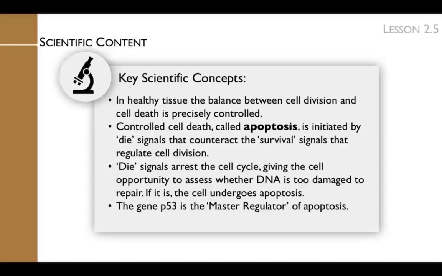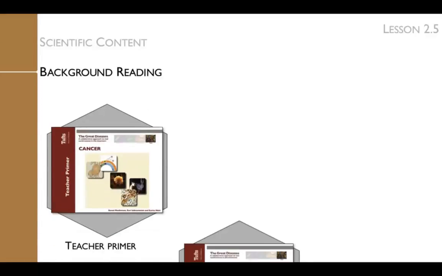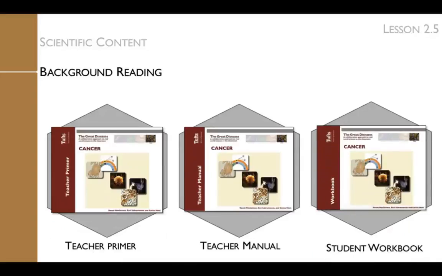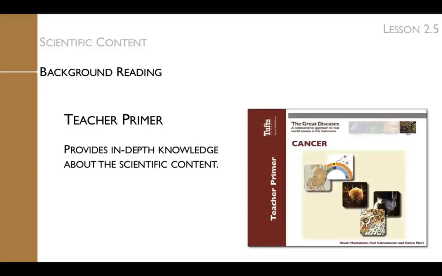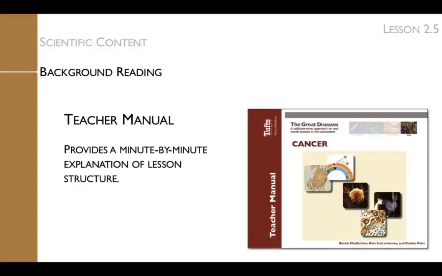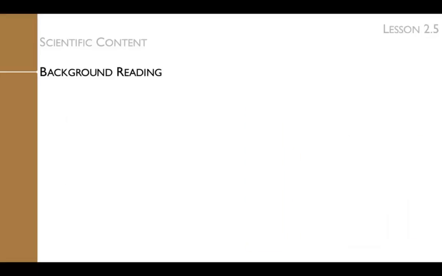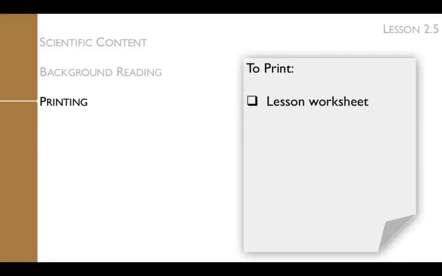You can review the scientific content in the background reading provided for you in the teacher primer, the teacher manual, and the student workbook. The teacher primer provides in-depth knowledge about the scientific content presented in this lesson. The teacher manual, or lesson plan, provides a minute-by-minute explanation of the lesson structure. The student workbook provides additional explanation for students. Be sure to print the lesson worksheet, the homework worksheet, and the apoptosis card game.